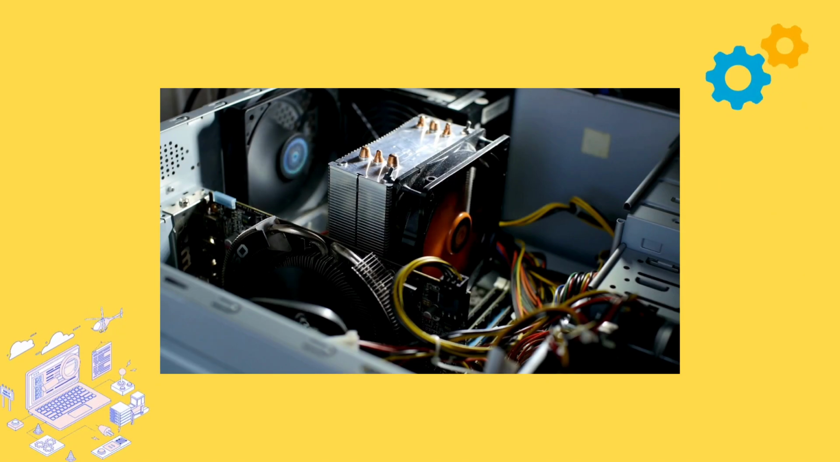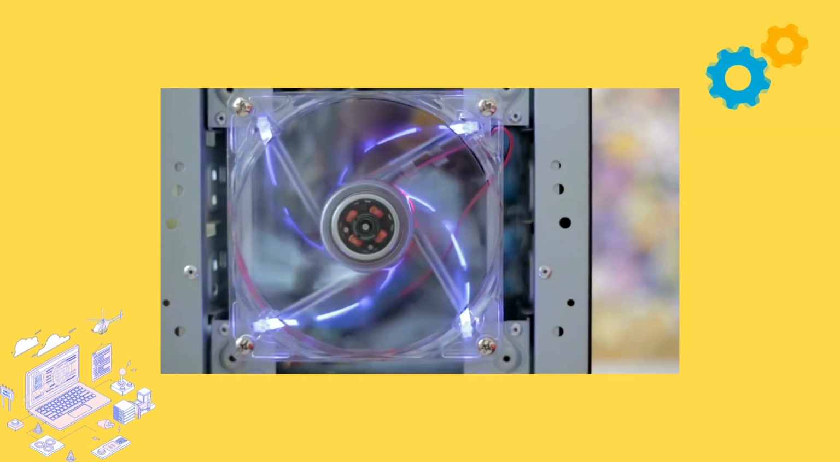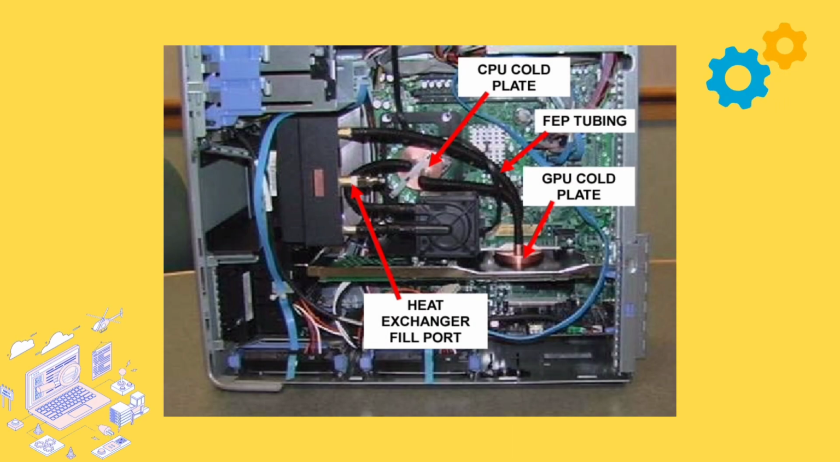Computer air cooling uses fans and heat sinks to dissipate heat from components like CPUs and GPUs. It's common and cost-effective. Other methods include liquid cooling. Closed-loop systems have pre-filled and sealed units with a pump, water block, tubes, and radiator.